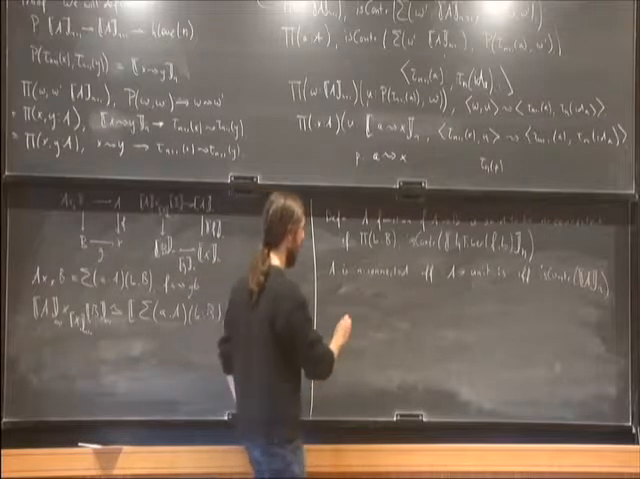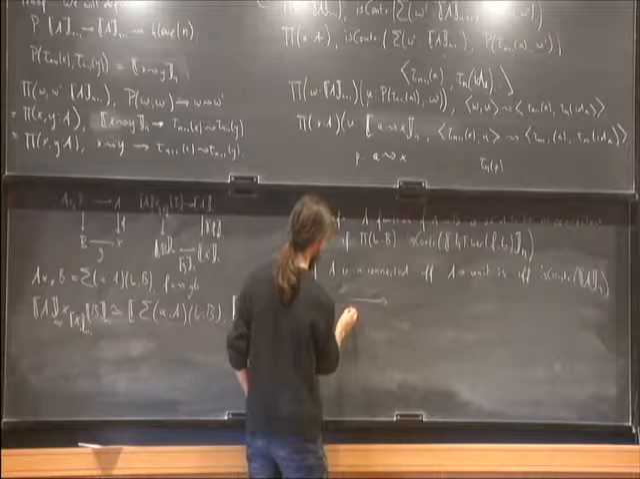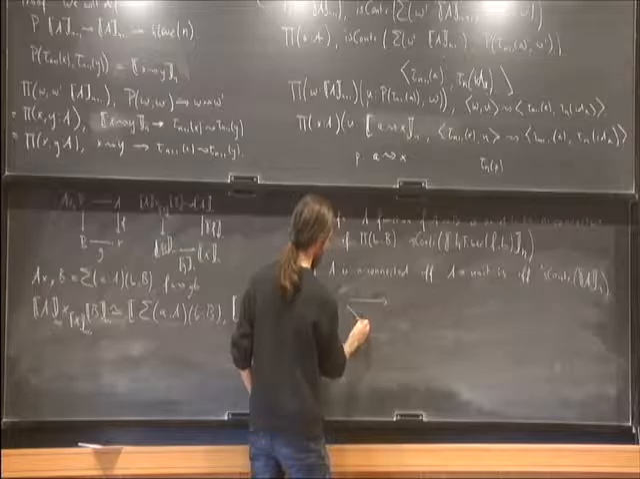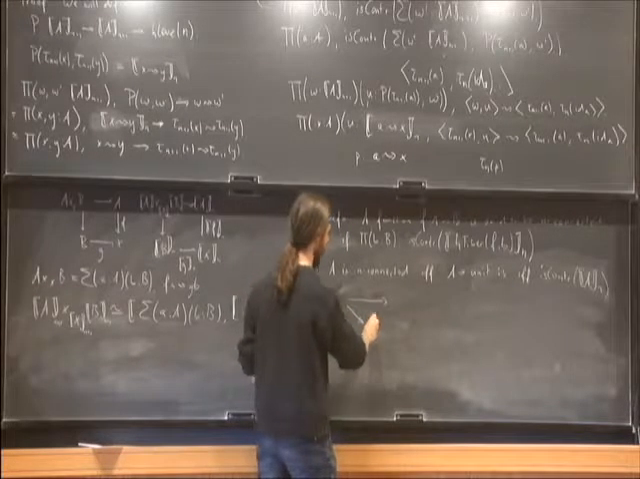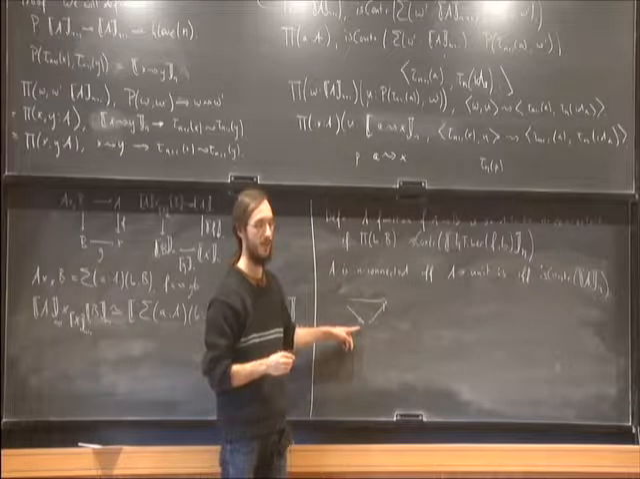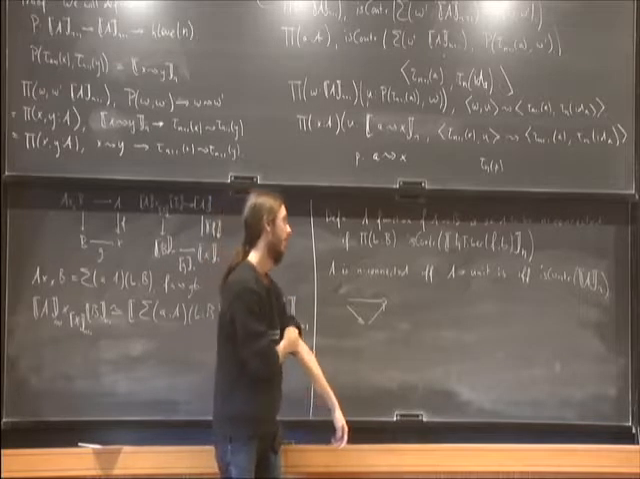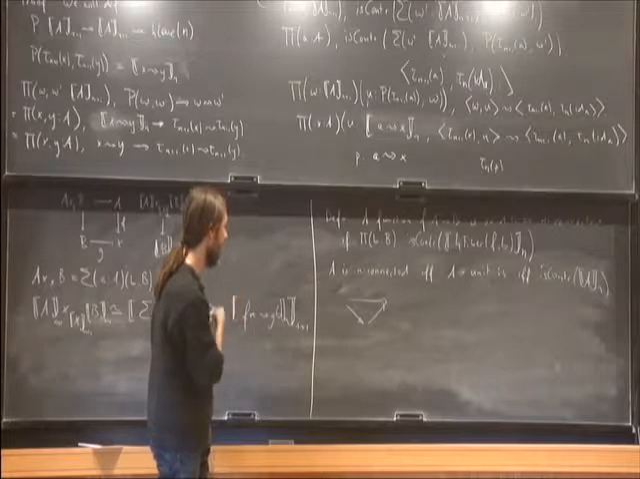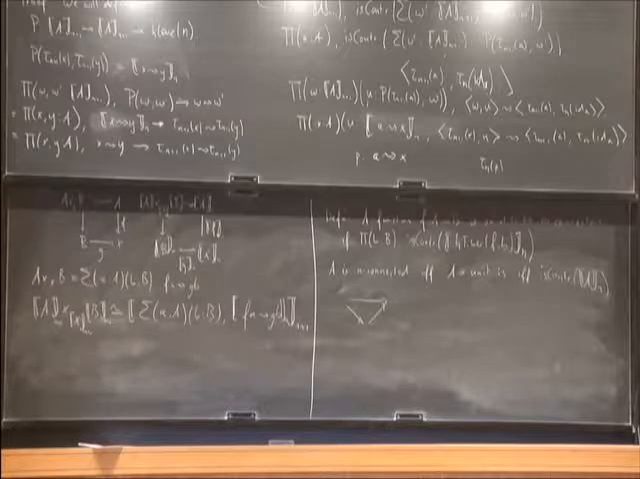And so the image factorization result that I'm after is that for every function, you can factor it, in a unique way, as an n-connected function followed by a function whose homotopy fibers are of level n. And the space of all such factorizations is contractible, which I want to show. Okay, now I really want to get some feedback.